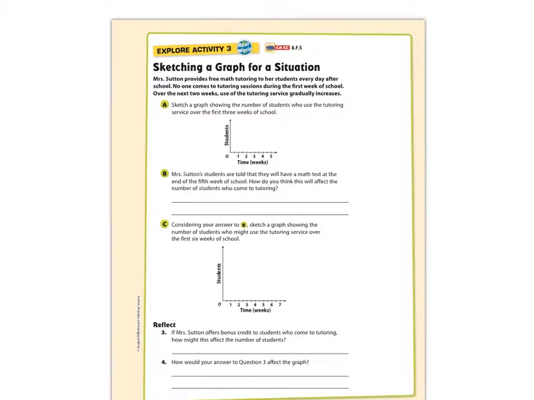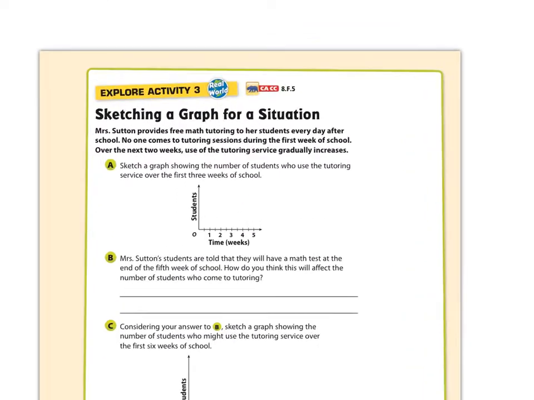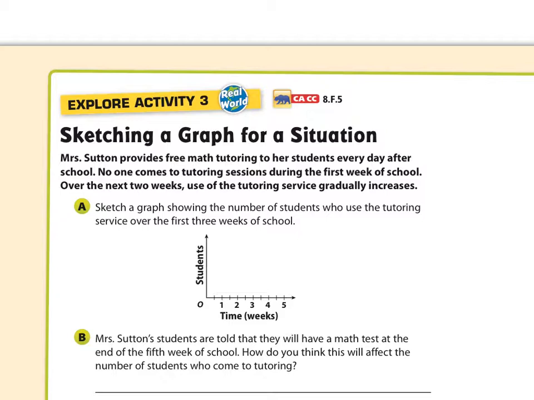And on this last page, 177, the last example, Mrs. Sutton provides free math tutoring to her students every day after school. No one comes to tutoring sessions during the first week of school. Over the next 2 weeks, use of the tutoring service gradually increases. So this first part, no one comes to tutoring during the first week. So that means 0 students at the beginning, and then through the whole first week, we got 0 students. So here's my line in red.